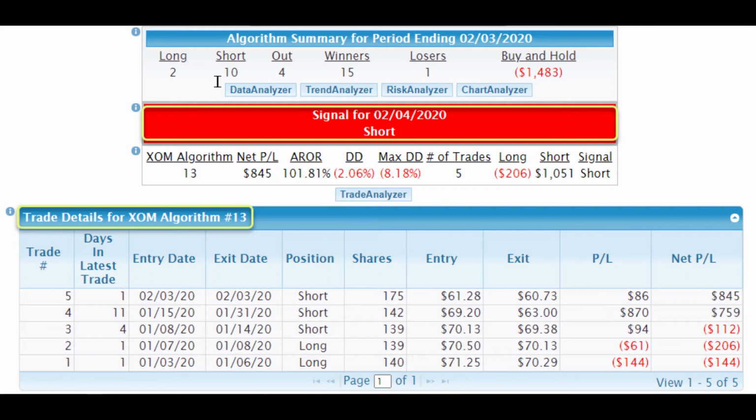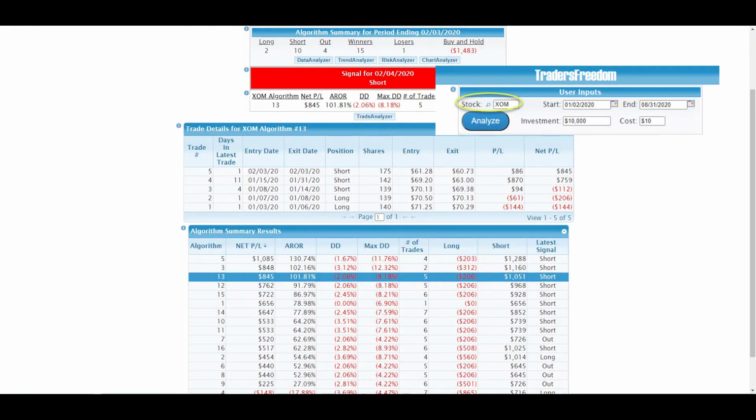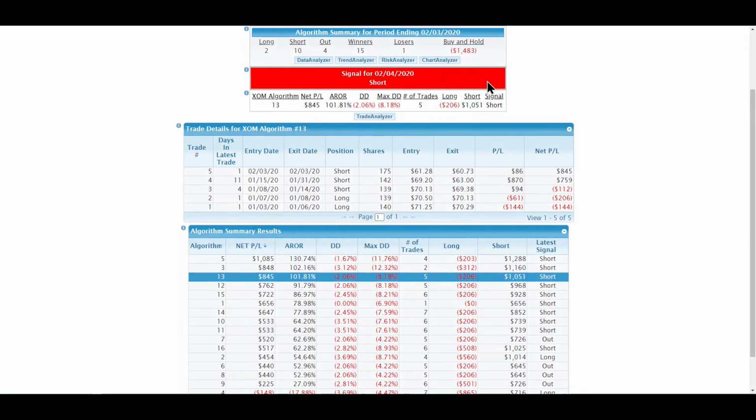In addition, right through the middle of the algorithm summary box, a big, brightly colored, impossible to miss signal bar, with the signal, long, short, or out for the next day, and its exact trade date. And all of these very specific details, the stock you chose, the date you selected, and the algorithm you picked, are based on Freedom's proprietary artificial intelligence.